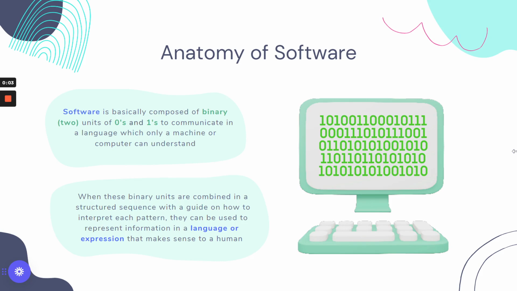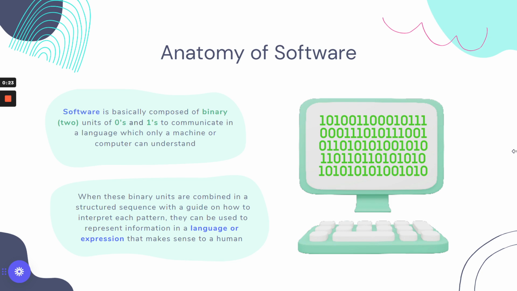Let's take a moment to understand the anatomy of software. Software is basically composed of binary 2-unit values of 0 and 1 to communicate in a language which only a machine or computer can understand.